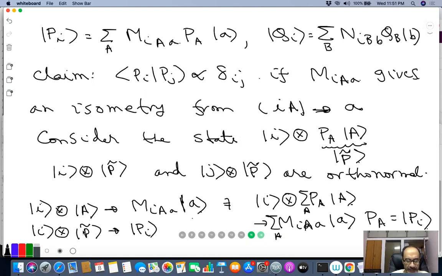This is a state that is supported on the product Hilbert space of the cut links and the bulk. This one is supported on the boundary, and M I A a is the isometry that takes it from here to here. Since these states are orthonormal, Pi and Pj will be orthonormal, because this is an isometry. As long as M is an isometry, then Pi, Pj are orthonormal. So this implies that Pi, Pj is proportional to delta Ij.